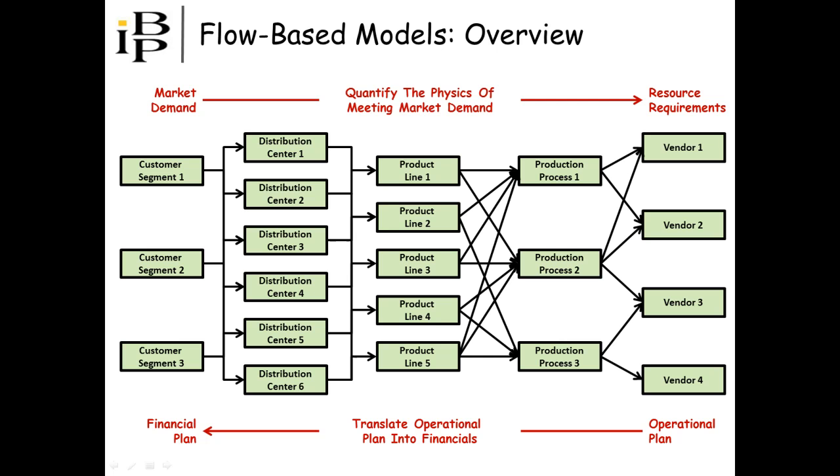At a high level, what flow-based models do is to translate market demand, shown on the left, into resource requirements, shown on the right. This is accomplished by modeling the actual physics of operations that deliver goods and services. In supply chain organizations, this includes inventory levels, as well as the resources required to produce, procure, store, and transport them. These requirements then drive operational plans, which in turn are translated into financial statements. The following are of note about this approach.